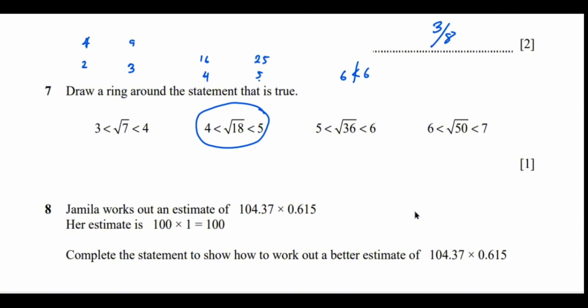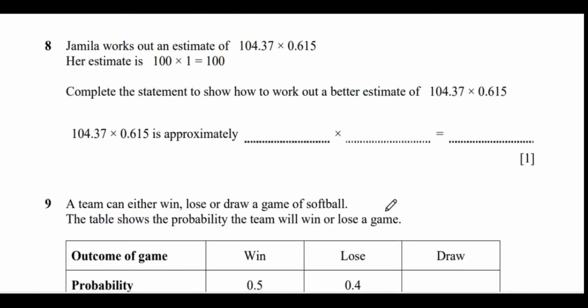Coming to this one, we have square root of 50. Square root of 50 should be bounded between 6 and 7, because the square of 6 is 36 and the square of 7 is 49. Square root of 50 will actually be above 7, because square root of 49 will give you 7. So this one is also wrong. So the only statement that is true there is that 4 is less than square root of 18 and less than 5. Okay, so we move to the next one.